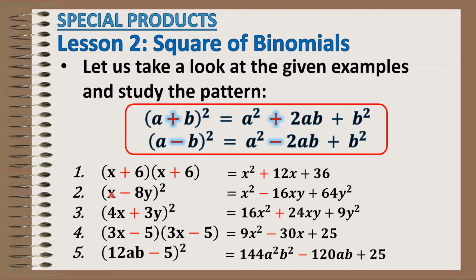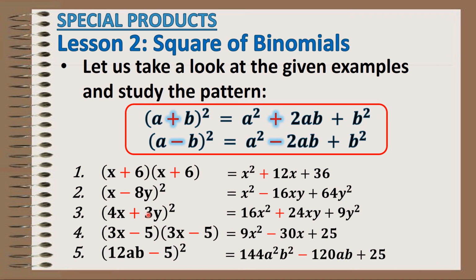For example number 2, we have the quantity of x minus 8y closed quantity squared. Square the first term, that is x squared. Get the product of the two terms and then multiply by 2. So we have x times negative 8y, that becomes negative 8xy times 2, resulting to negative 16xy. And then square the last term, we have the quantity of negative 8y closed quantity squared, that is positive 64y squared. So our answer is x squared minus 16xy plus 64y squared.